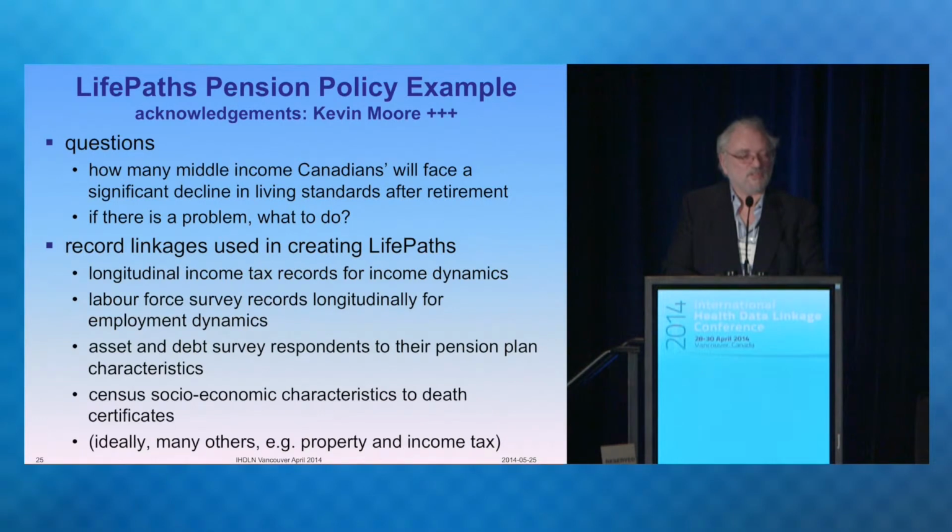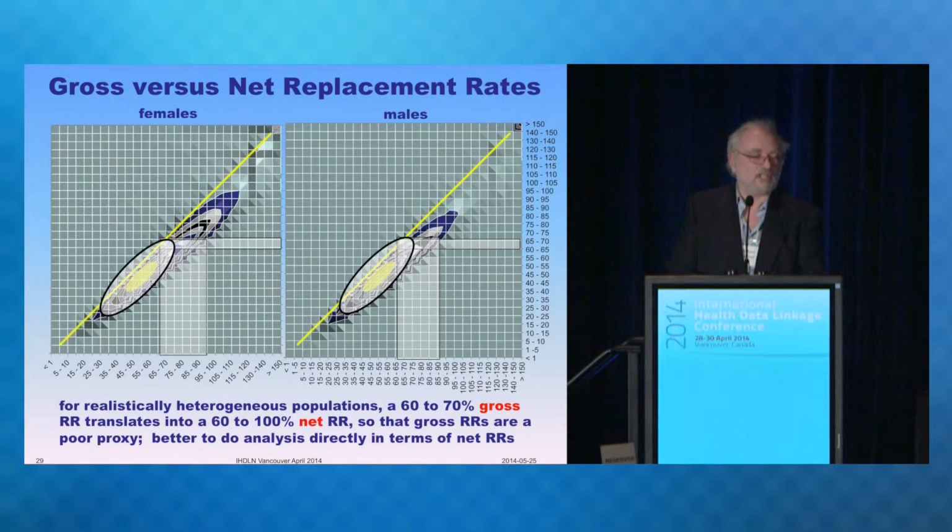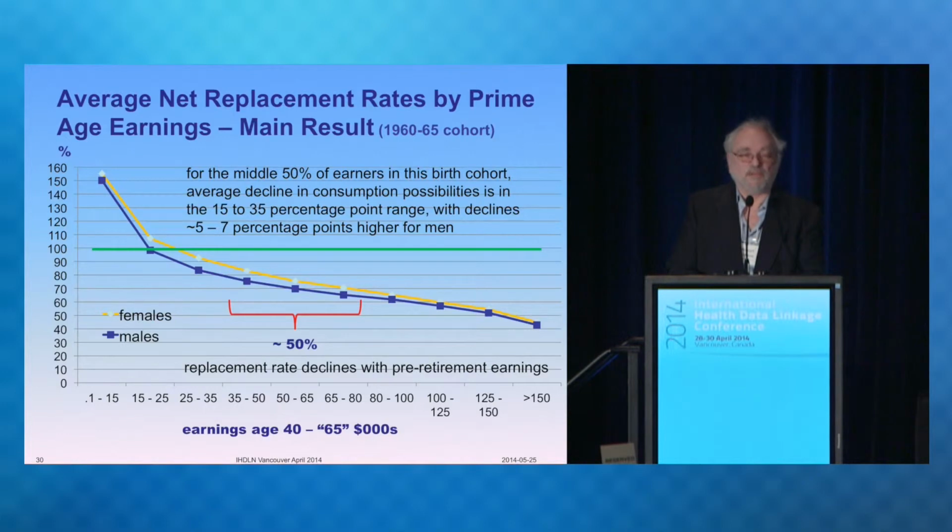And let me move to a second model. This one's called life paths. In this case, the questions are how many middle-income Canadians will face a significant decline in living standards after retirement, and if so, what to do about it. There are a number of criteria for assessing pension adequacy. Given our simulation, I think this is the 1965 birth cohort. Indeed, here's a picture of the replacement rates for men and women.